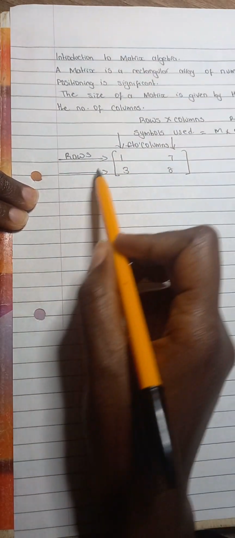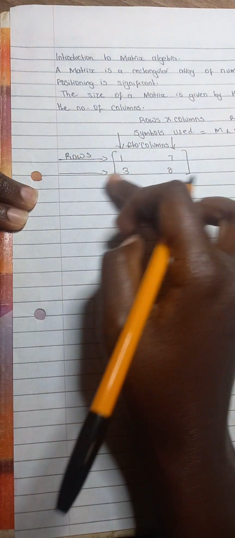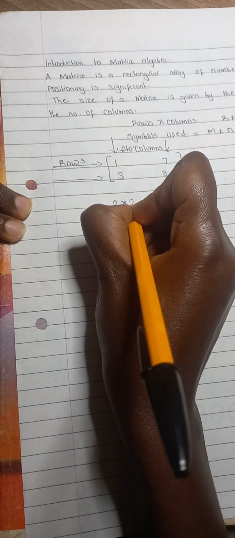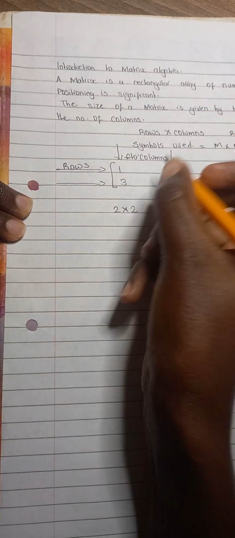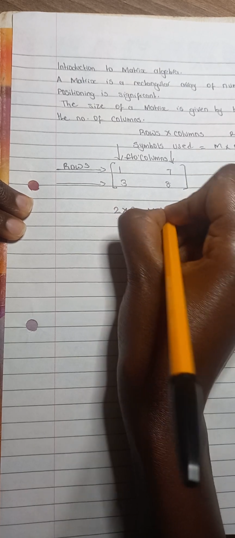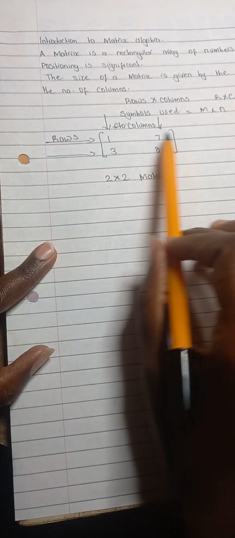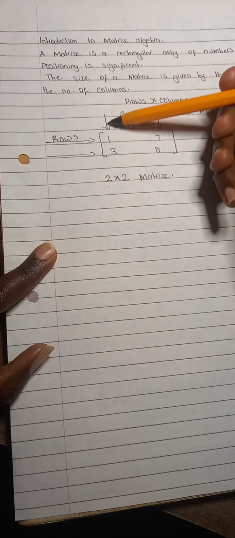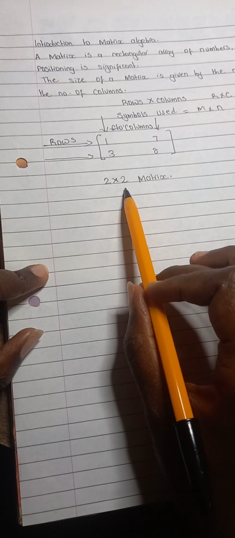So you say 1, 2. You start with the rows, 1, 2 by 1, 2. So that is the rows, columns. That is a 2 by 2 matrix. Now you can notice that the number of rows, we have 1 row, 2 rows, and the number of columns, that is 1 column, 2 columns, are equal because we have 2 rows and 2 columns.